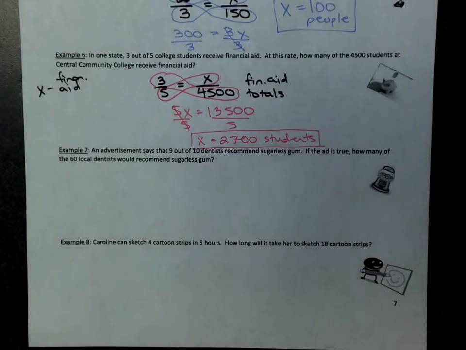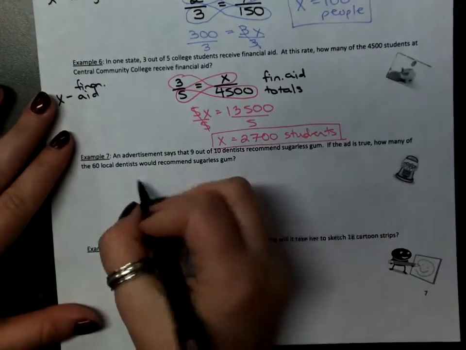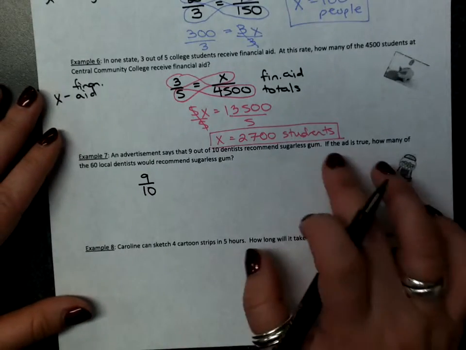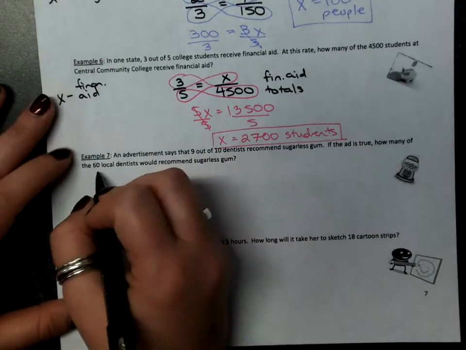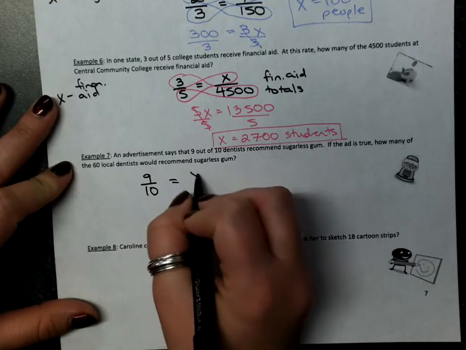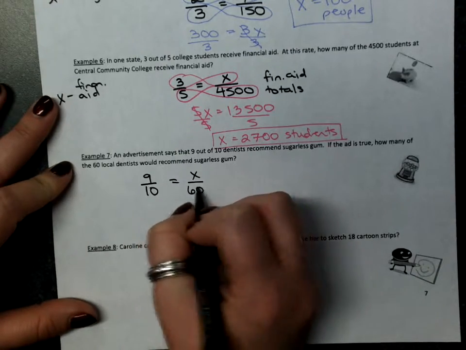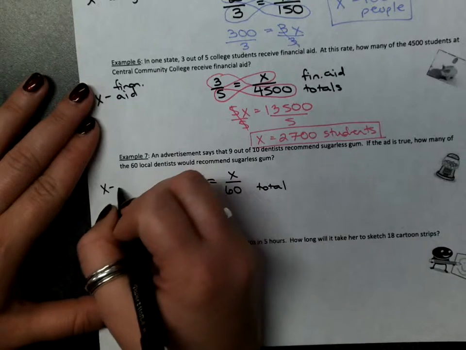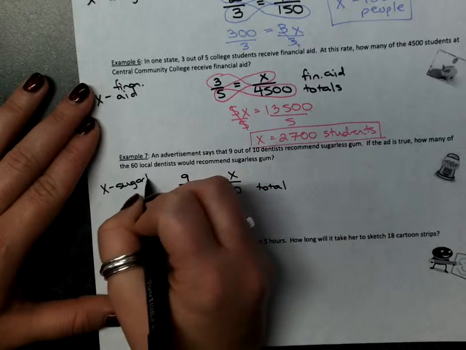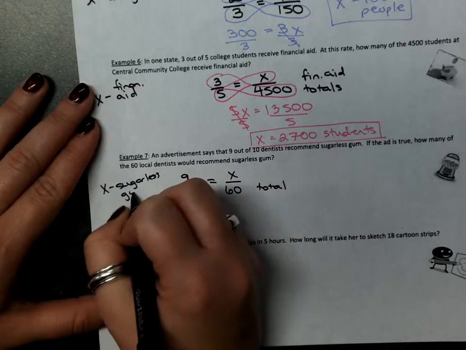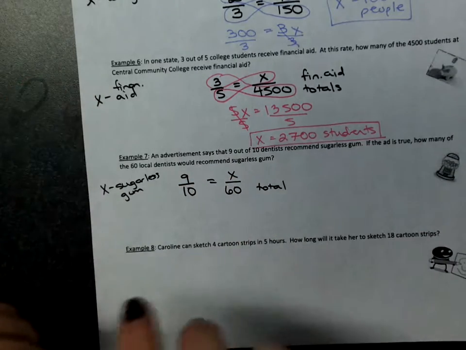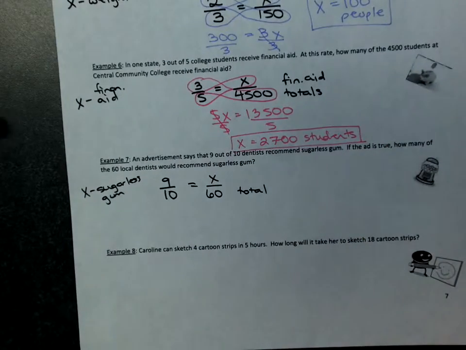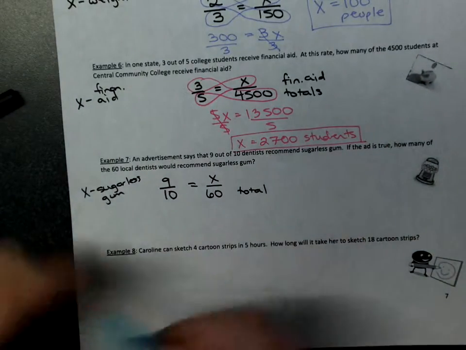An advertisement says that 9 out of 10 dentists recommend sugarless gum. If the ad is true, how many of the 60 local dentists would recommend sugarless gum? So it's X out of 60. Again, totals on the bottom. So X represents the dentists that want sugarless gum. So totals on the bottom, the ones that recommend on the top. So consistent setup.